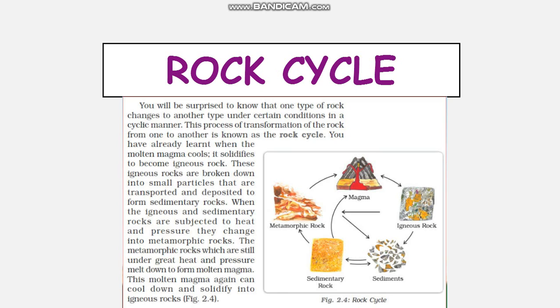Now, these igneous and sedimentary rocks are subjected to heat and pressure. They change into metamorphic rocks. The metamorphic rocks, which are still under great heat and pressure, melt down to form the molten magma. This molten magma again can cool down and solidify into igneous rocks, and the cycle goes on continuously.